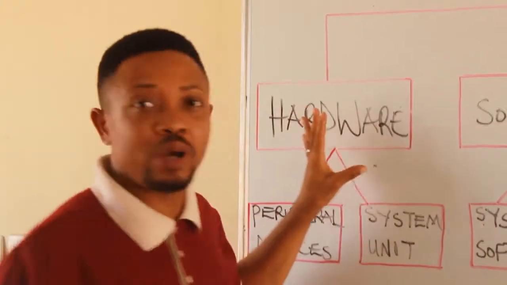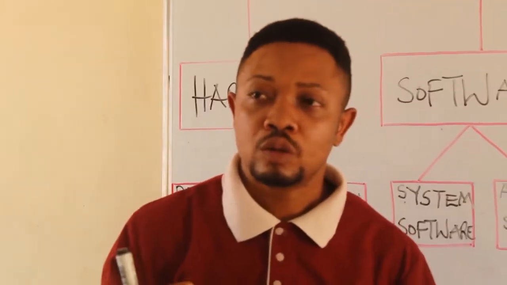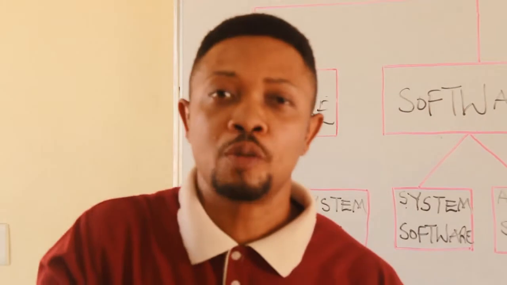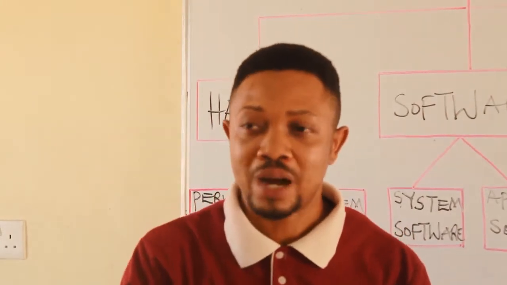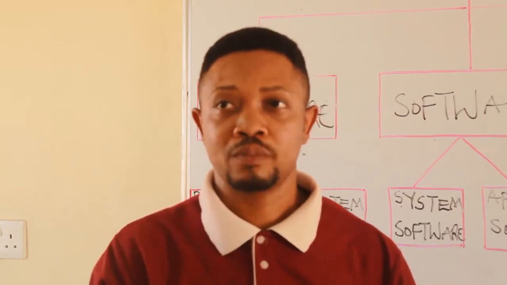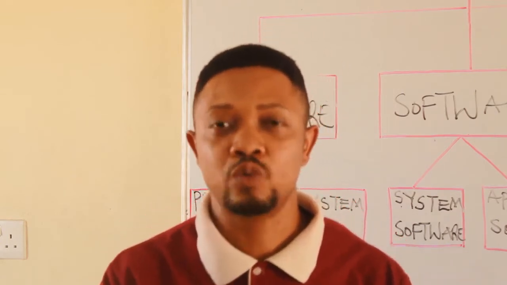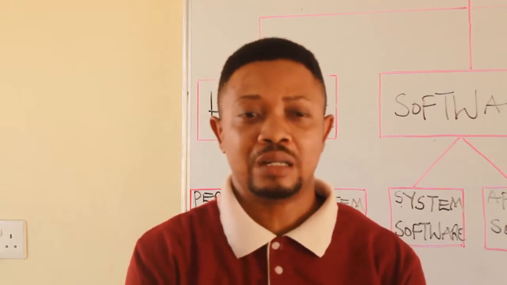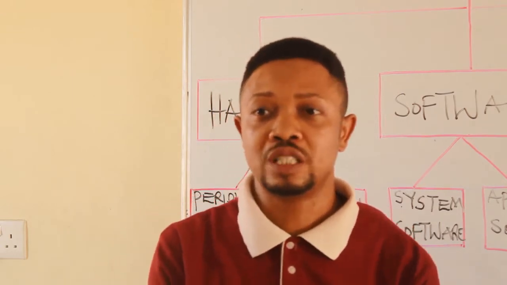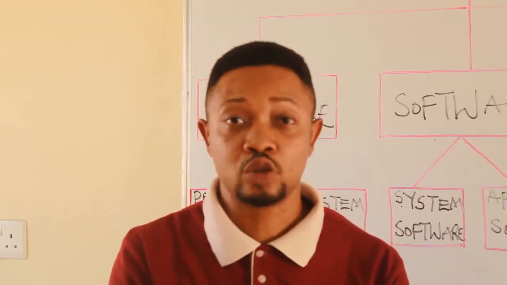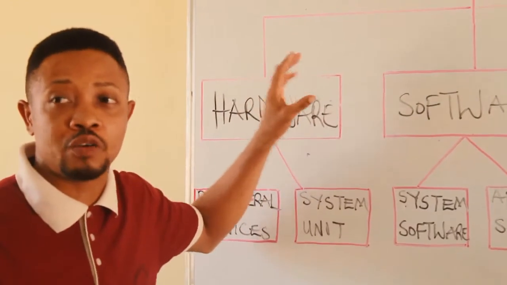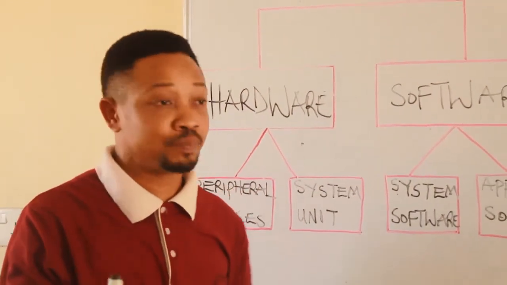Now, hardware are simply those physical components or physical parts that make up the computer system. Those parts that can be felt, that can be seen, and that can be touched. They are called hardware because you can have direct access to them. You can touch them. You know what it means to touch, to feel, and to see. Those are what we call the hardware component of the computer system.